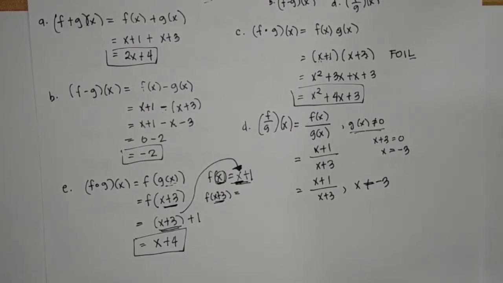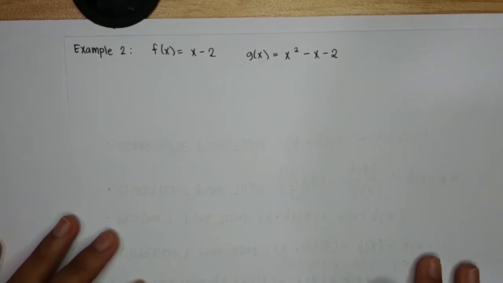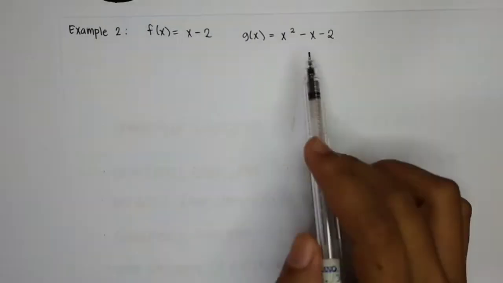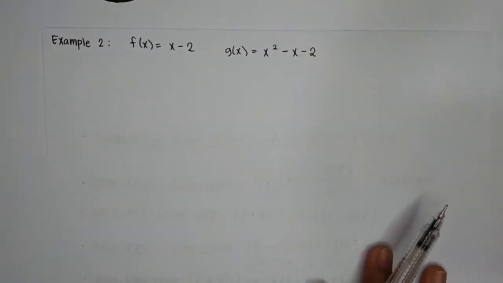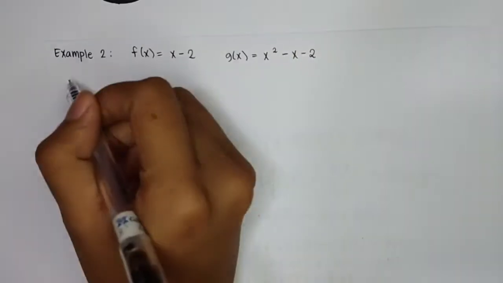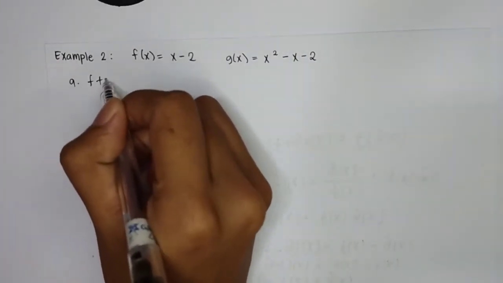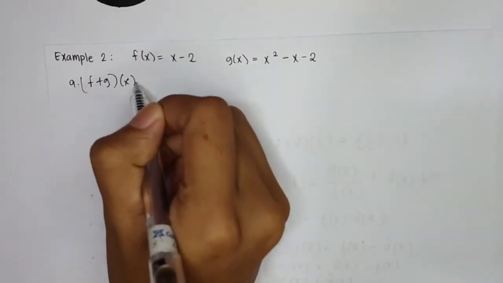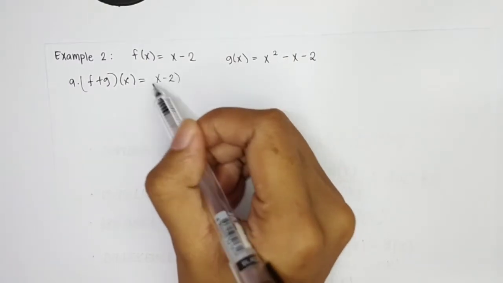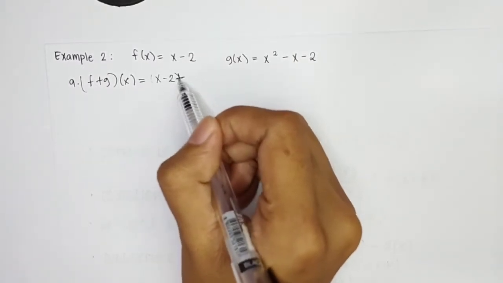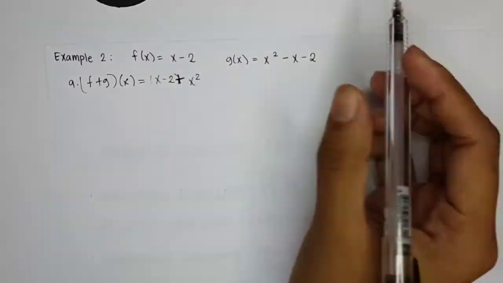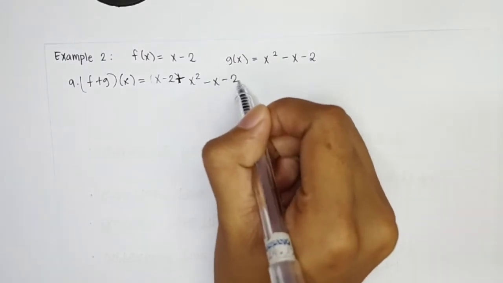Okay, so let's have another example here. Okay, so what if naman may ano na tayo? Para naka-quadratic tayo. Okay, so we have here, again, sum natin is f plus g of x, that is equal to, copy natin yung f of x, that is x minus 2 plus, okay, plus, we have here, copy natin tong g of x natin. That will be x squared minus x minus 2.